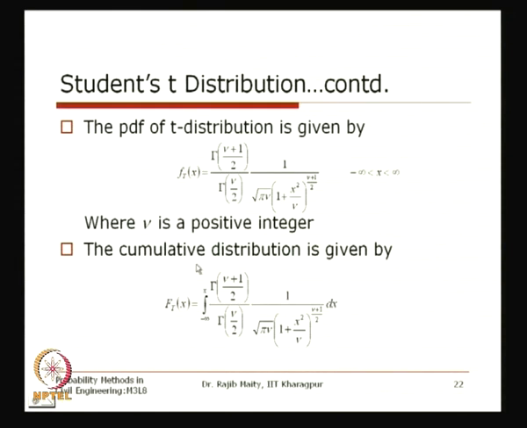And to get the cumulative distribution, we integrate from the left support, minus infinity in this case, to the specific value x. This integration gives the cumulative distribution of this PDF. These are generally done numerically, because a closed form of this integration is not available.